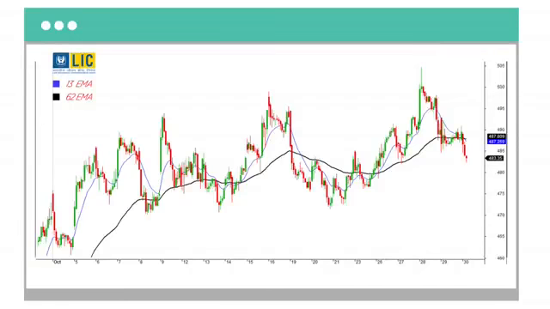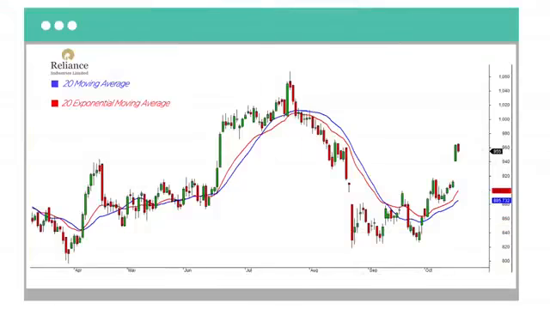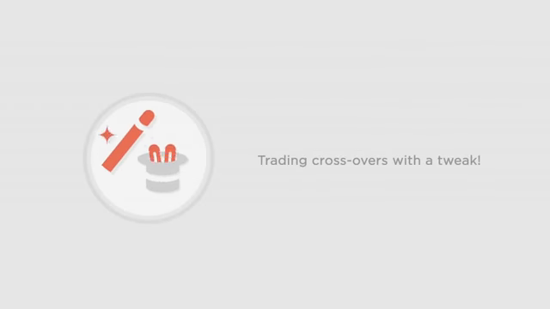Now the question is, can we just trade crossovers? It's simple, right? When you cross upwards, you buy. When you cross downwards, you sell. You see, there's a problem with crossovers. In a sideways market, well, they suck. They give too many loss trades. So here's a small tweak to adjust for these sideways bad trades.